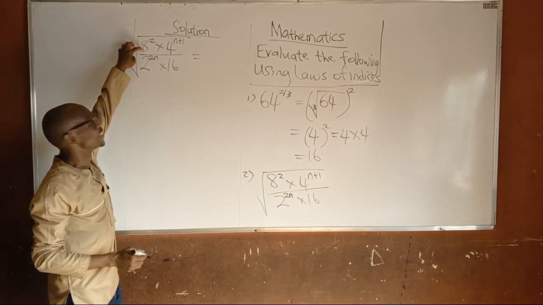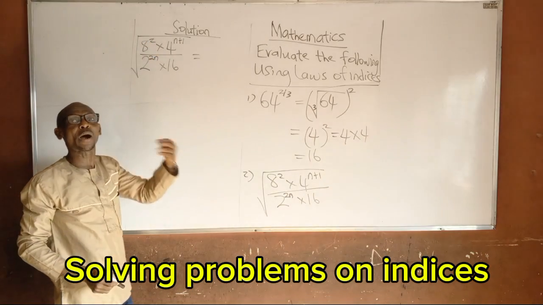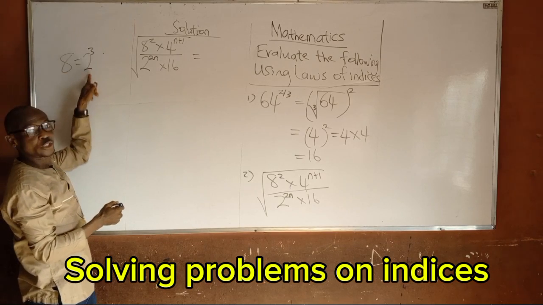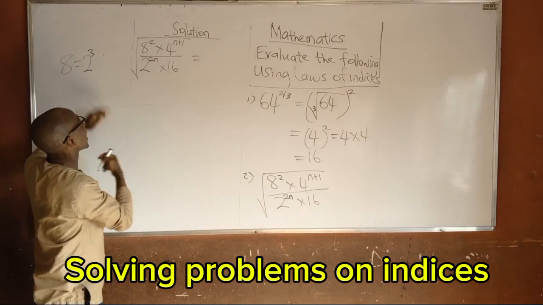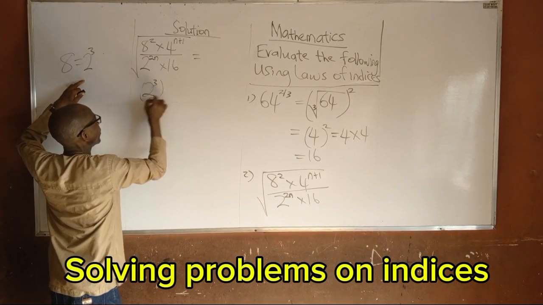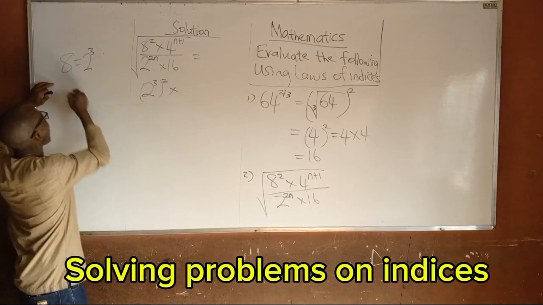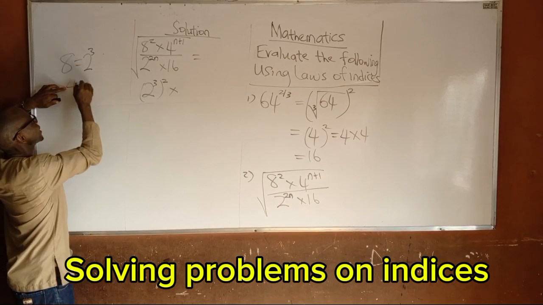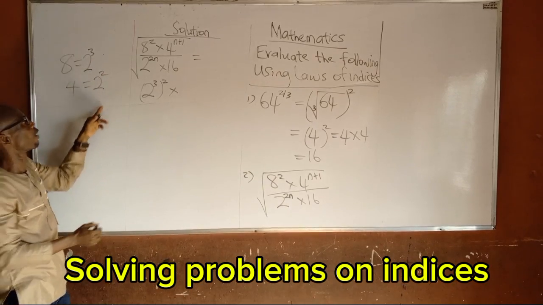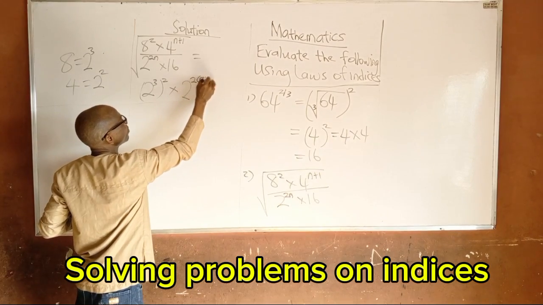Now, what is 8? We can write 8 as 2 raised to the power of 3. So the 8 squared can be written as 2 raised to power 3, raised to power 2. We can write 4 as 2 raised to the power of 2, so 4 to the power n plus 1 can be written as 2 raised to power 2, open bracket, n plus 1.